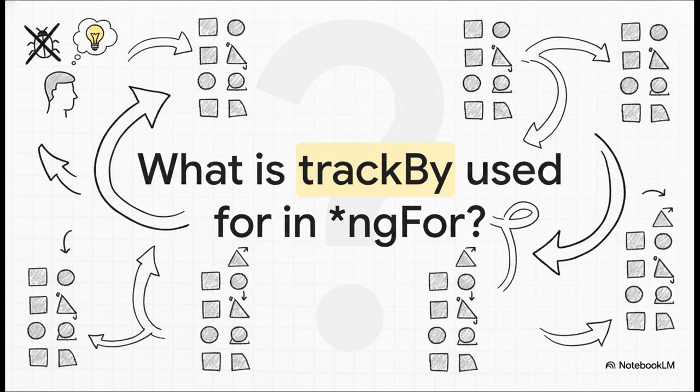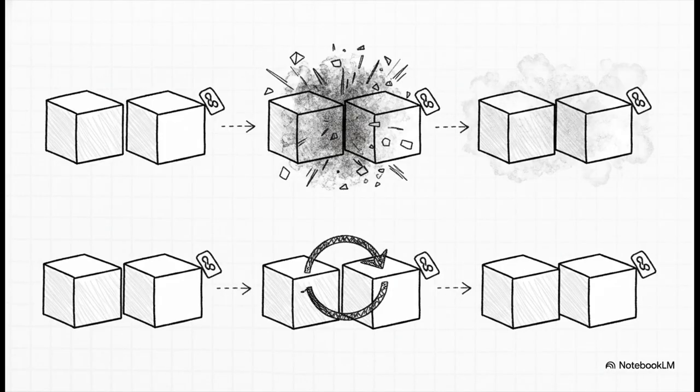Before we wrap up, I want to hit you with one final critical optimization question out of the 143 concepts we've been pulling from. It's a classic trap for developers dealing with large lists. What exactly is the trackBy function used for in an ngFor loop? Well, this is the absolute secret to high-performance lists.